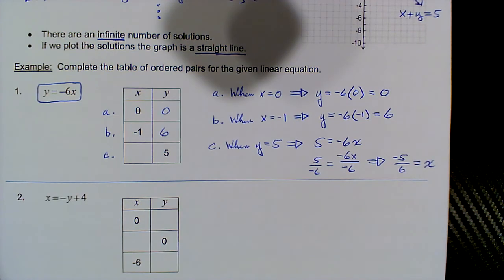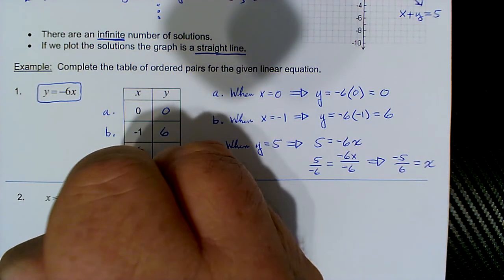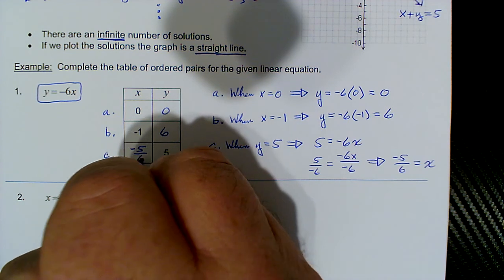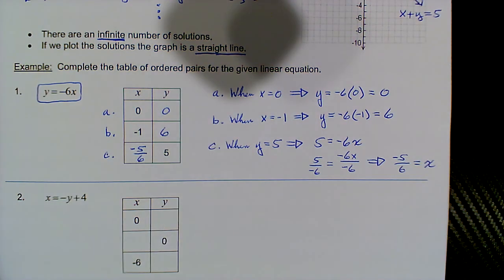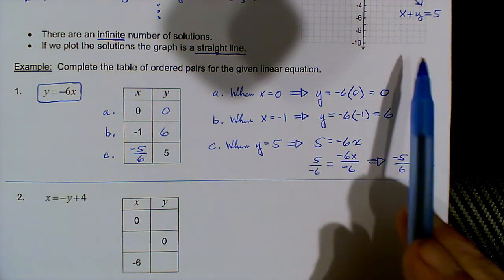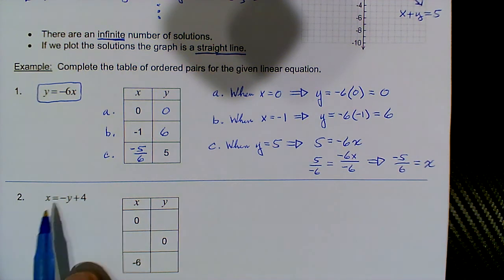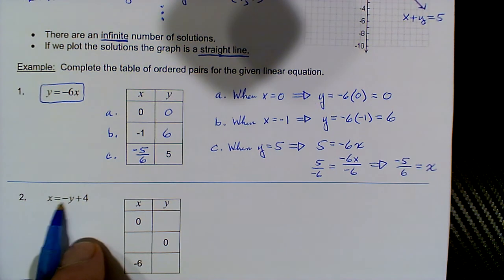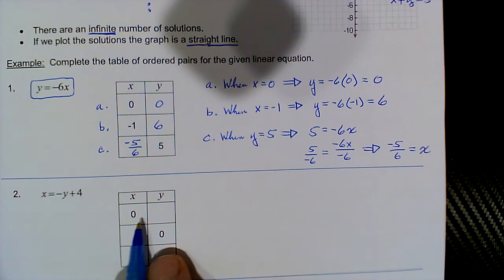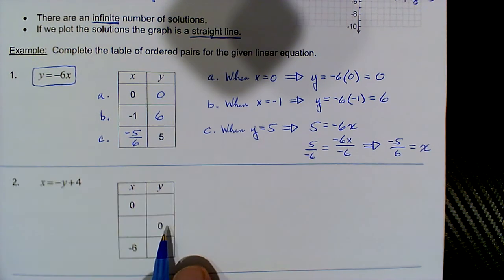So you could get fractions. But we really don't want fractions. I mean, it's okay to have fractions. But imagine trying to plot negative 5/6 for the x value. It's not going to be very accurate when you go to your little Cartesian system, or a little grid there. In the next question, given the equation x equals negative y plus 4, given a bunch of values.